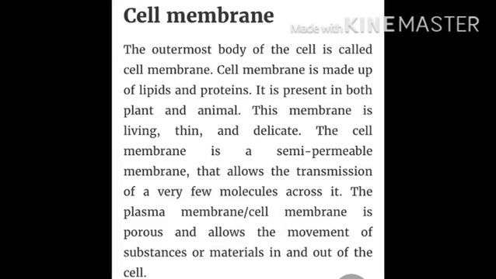The cell membrane is a semi-permeable membrane that allows very few molecules to pass across it. The plasma membrane or cell membrane is porous and allows the movement of substance or material in and out of the cell. In other words, cell membrane is also called plasma membrane. It forms the outer boundary of the cell. It is the thin delicate membrane.